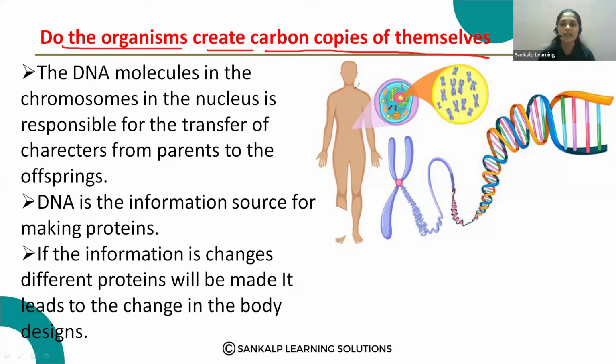Okay, but why does this occur? Let us study why this occurs. That is called a variation. It means the changes that occur between the parents and the offspring are called variation.